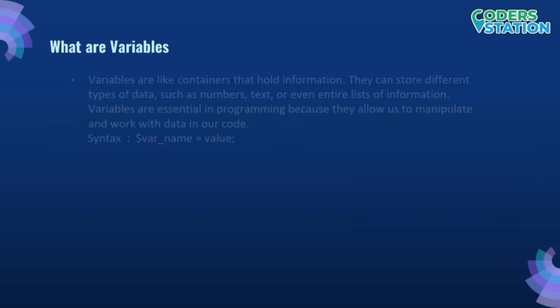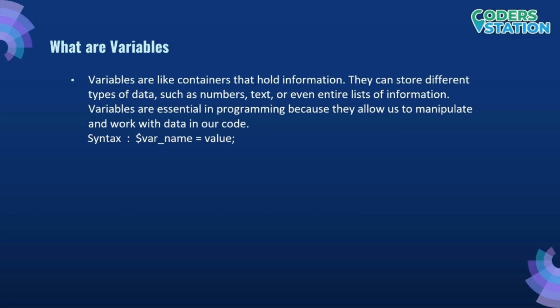Variables. Variables are like containers that hold information. They can store different types of data, such as numbers, text, or even an entire list of information. Variables are essential in programming because they allow us to manipulate and work with data in our code.